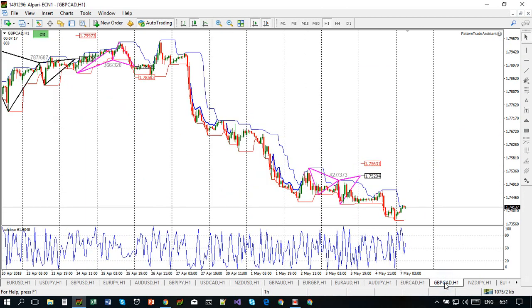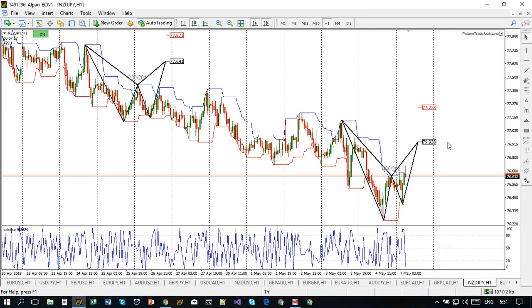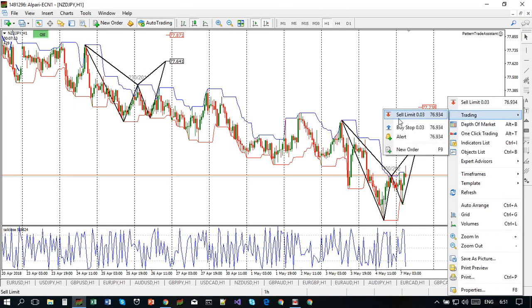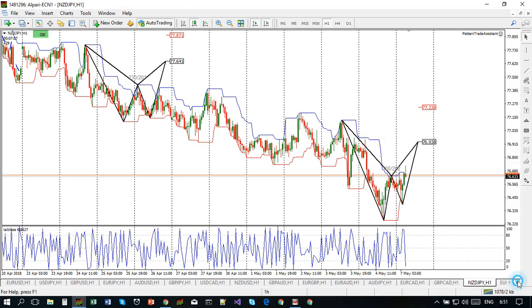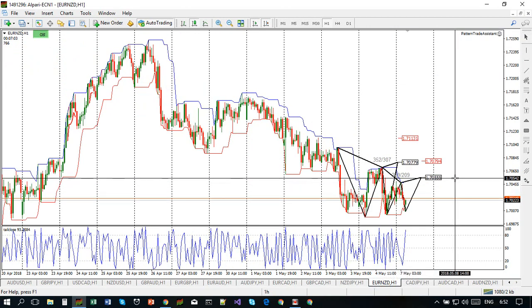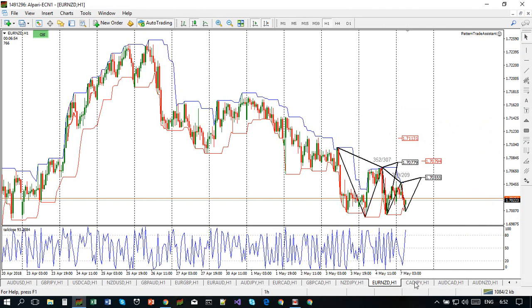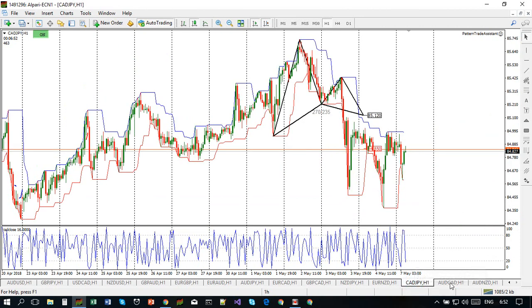The pound Canadian nothing, New Zealand yen. New Zealand yen, okay. Then we should go to Euro New Zealand. Need to hit this alert. Then go Canadian nothing. Okay, Canadian, same stuff here.